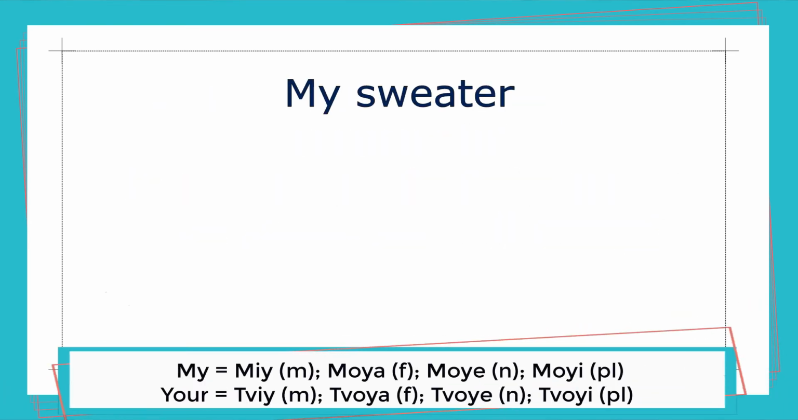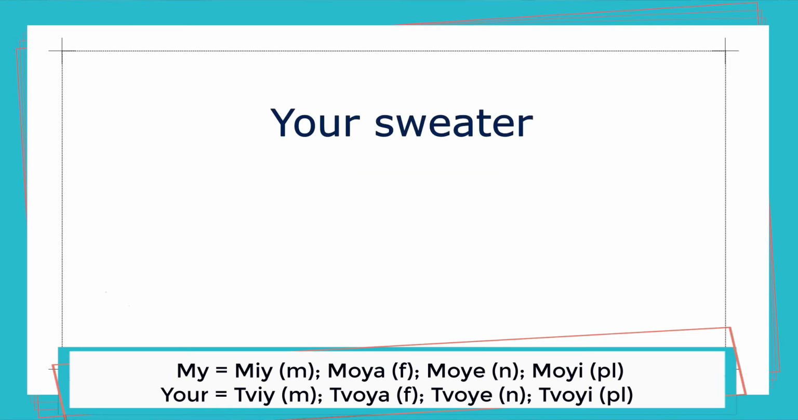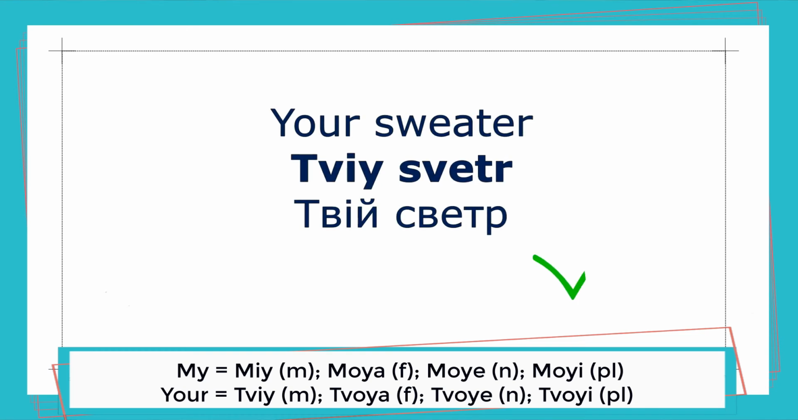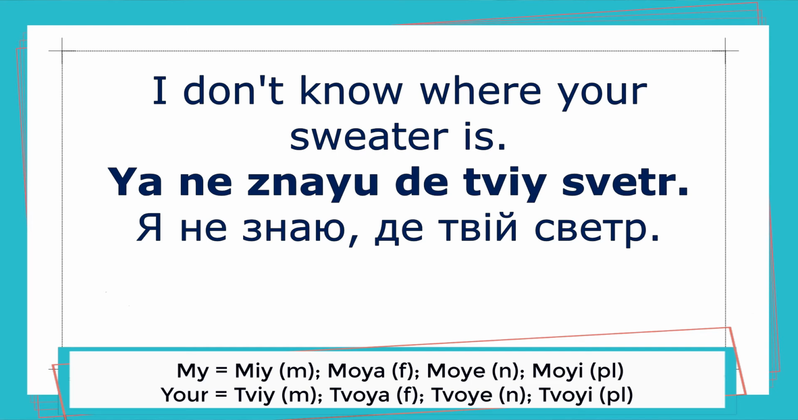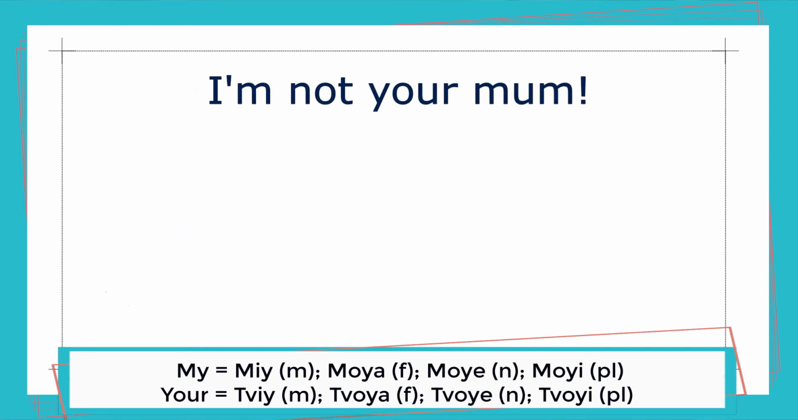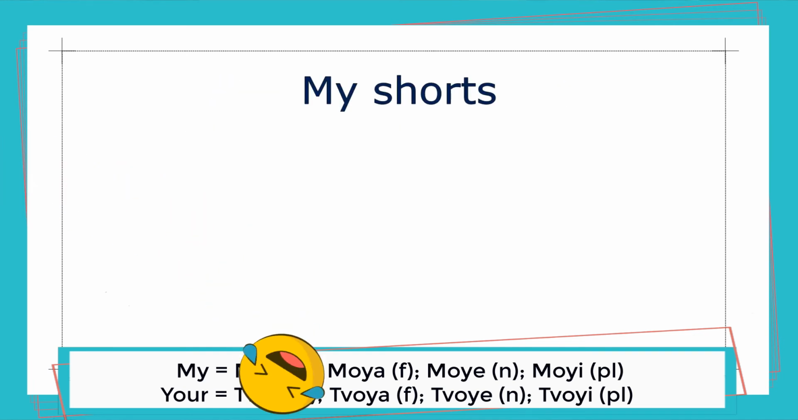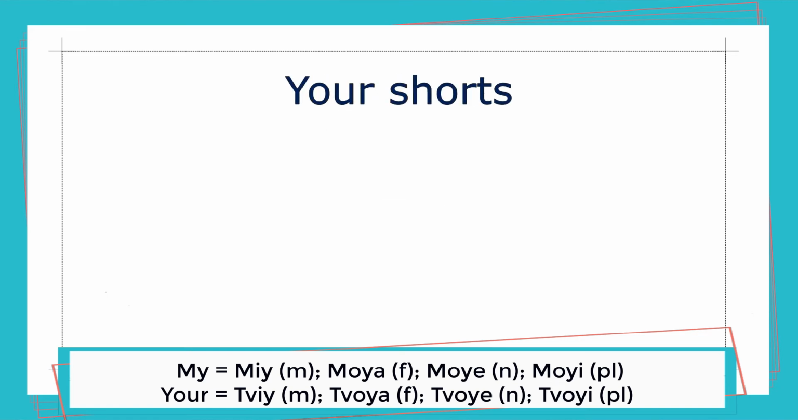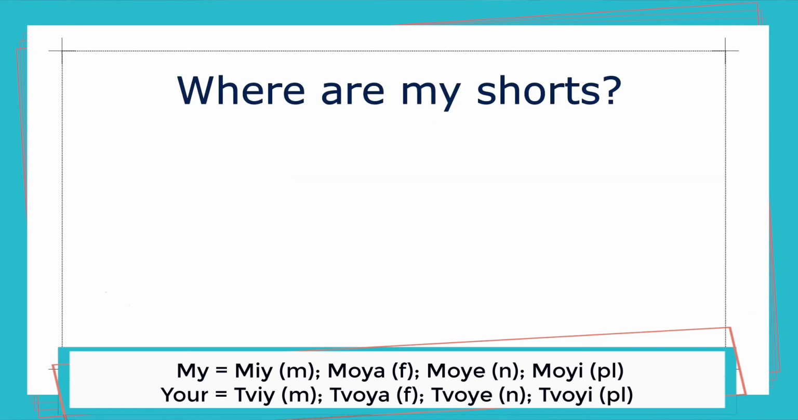How do you say, my sweater? Мій светр. How do you say, your sweater? Твій светр. Добре. How do you say, I don't know where your sweater is? Я не знаю, де твій светр. I'm not your mum. Я не твоя мама. My shorts are... Мої шорти. How do you say your shorts? Твої шорти.